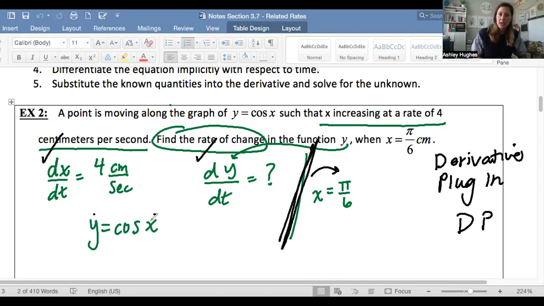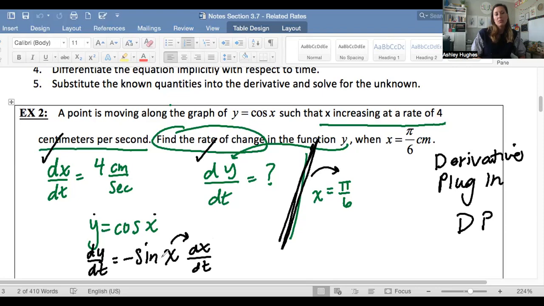Don't plug in this constant now. Take the derivative with respect to time. Derivative of cosine x is negative sine of x times the derivative of x with respect to time. Now we get to plug in things because I've taken the derivative.